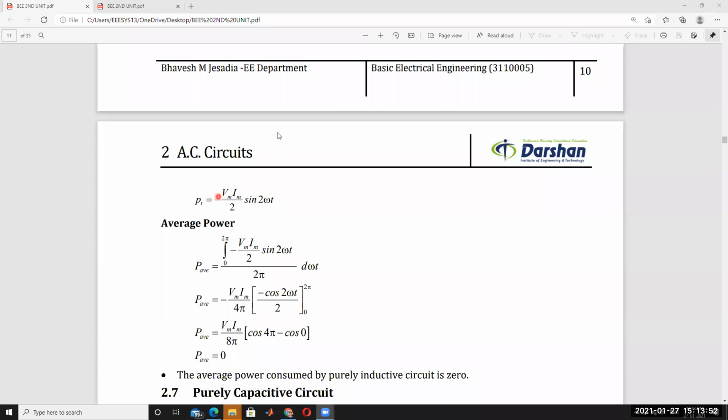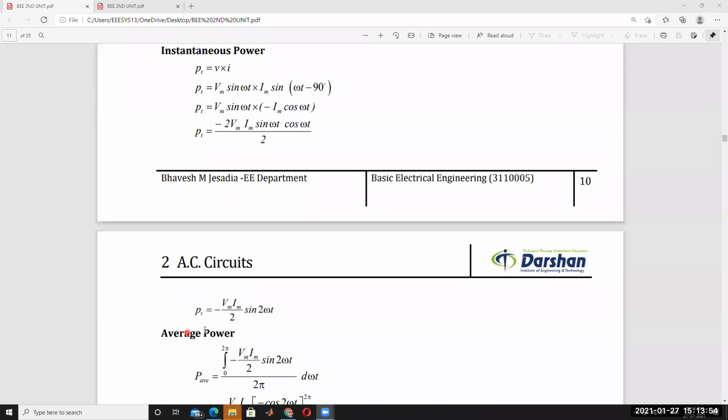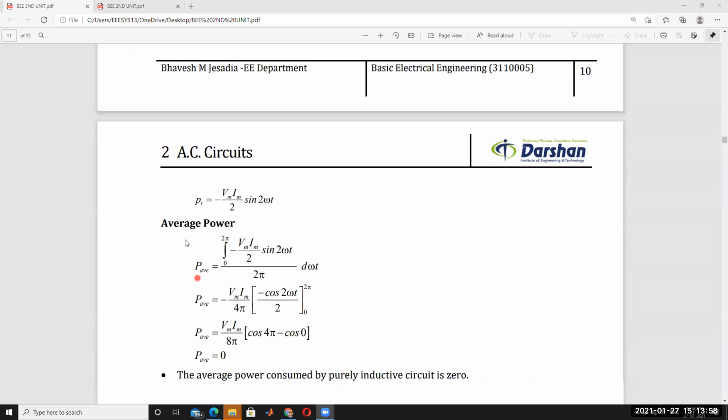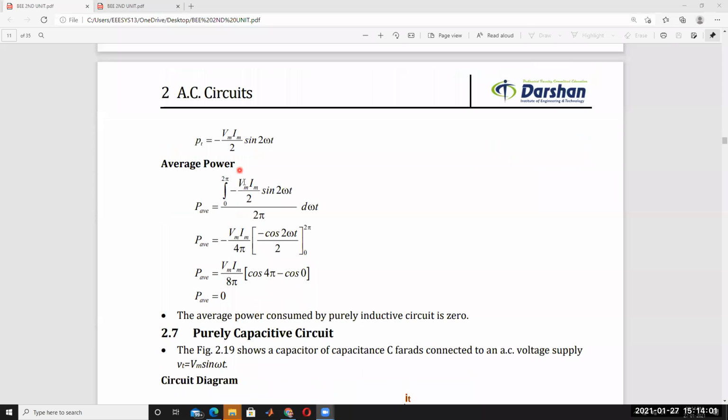Okay. Then after simplifying that, you will get Pt is equal to minus Vm Im by 2 into sin 2 omega t. Then average power, integration 0 to 2 pi of minus Vm Im by 2 into sin 2 omega t, substitute here, you will get average power is equal to 0. For a pure inductor, the average power is equal to 0. The average power consumed in a purely inductive circuit is 0.